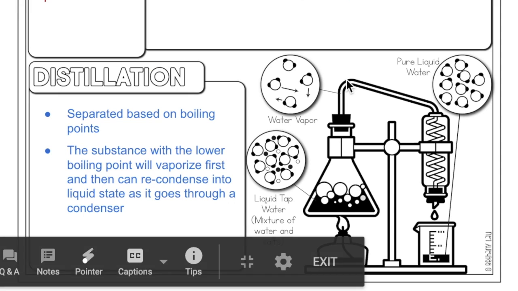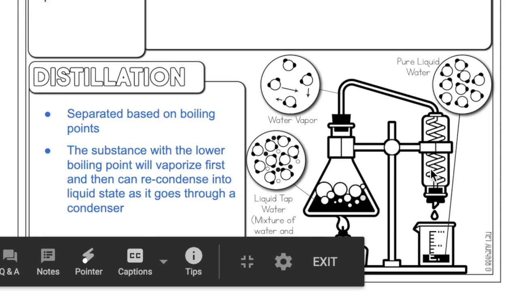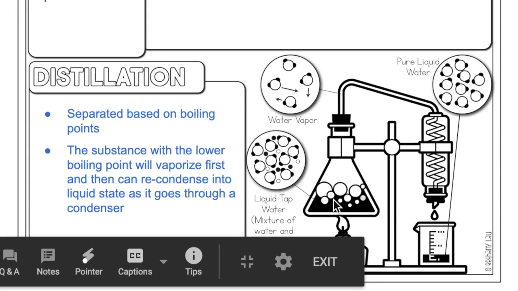It will come up this tube and then through the condenser. This is where generally cool water is going through, or there's cool air, so that it recondenses back into its liquid state so that we can separate it out. Once this all boils off or evaporates out, we'll be left with the salts, and then over here we would have the water.